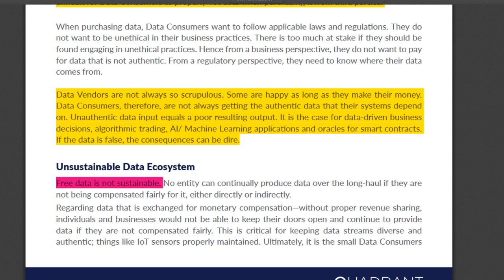And no entity can continually produce data over the long haul without being compensated fairly for it, either directly or indirectly. The indirect way, that's your Google and Facebook, where they're offering services that they're marketing another way. Metadata is a result that they're finding another way to make money or make use of, but it's not the main driver of their service.